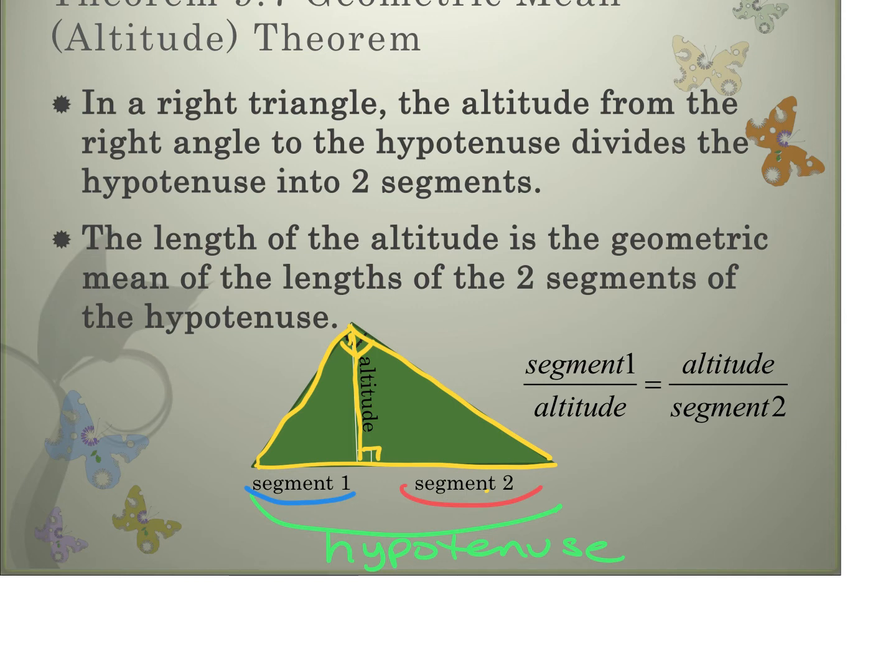And again, you can see right in here, they've written the word altitude. So this would be the proportion that you're going to use when you're looking for either the altitude or segment 1 or segment 2. Then we're going to learn the other theorem, and then we're going to do an example using both of these theorems.